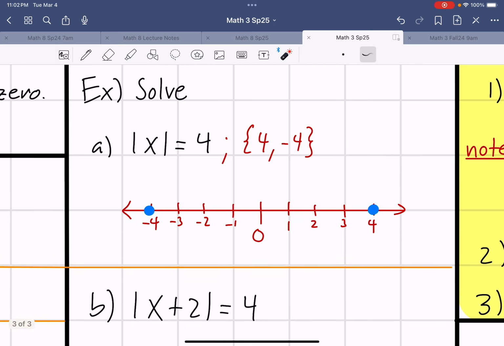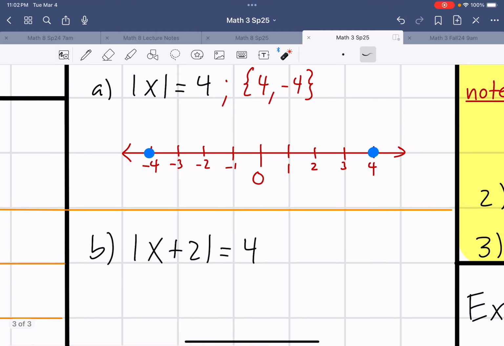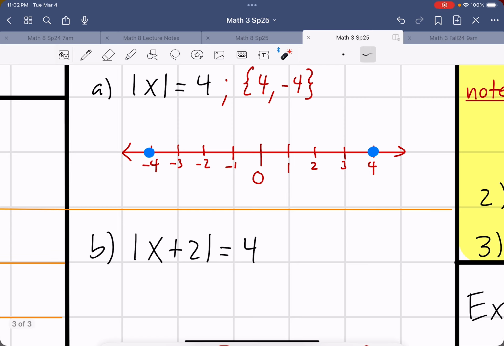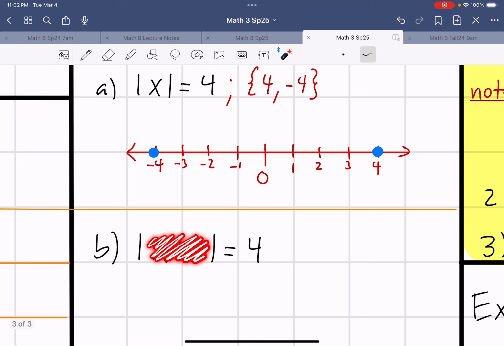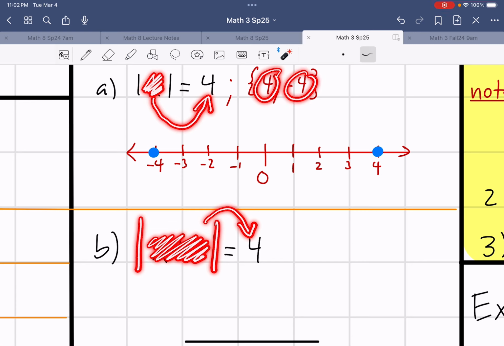Now, if we look at the next example, same idea, because I'm trying to find a number. Now, this one's a little different. Here, x was the only number I'm looking for. There's nothing manipulating that x. Now, the idea is still the same. I'm trying to think of a number that when I apply the absolute value, I'm going to get 4. That's the exact same thing we did in this previous one. Trying to find a number that gives me 4. And we know 4 and -4 did that.